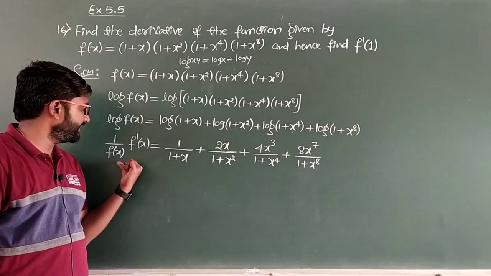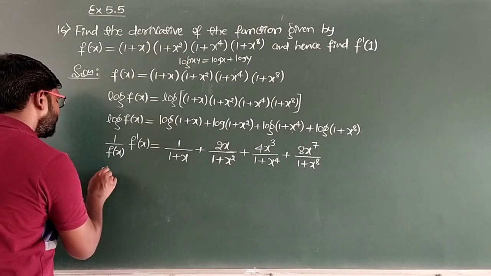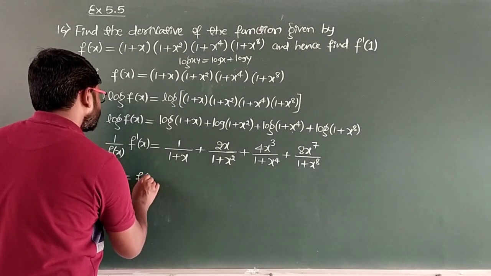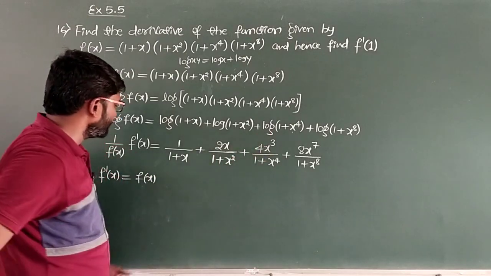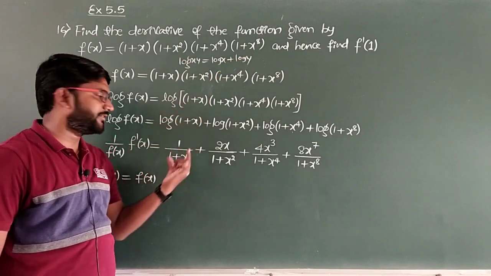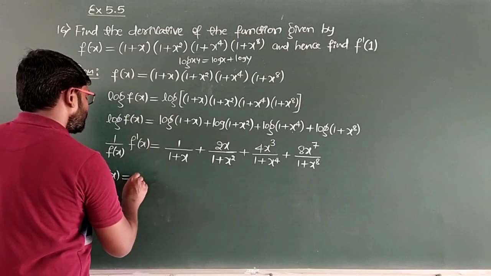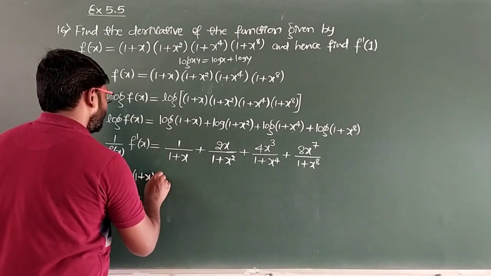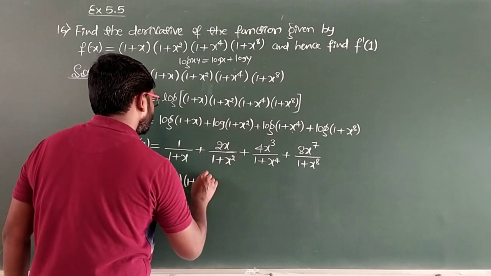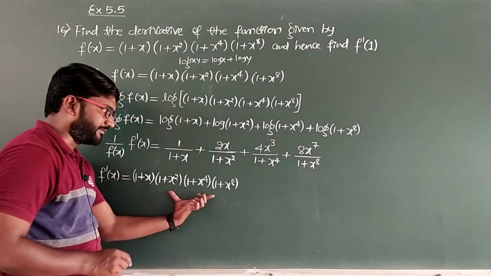In the next step we have to take f of x to the right hand side, it goes to the numerator. So here we get f dash of x which is equal to f of x into all these terms. So what is f of x now? f of x is nothing but the given function. So I'll be replacing f of x directly here. So write f of x: 1 plus x into 1 plus x square into 1 plus x to the power 4 into 1 plus x to the power 8. This is f of x now.